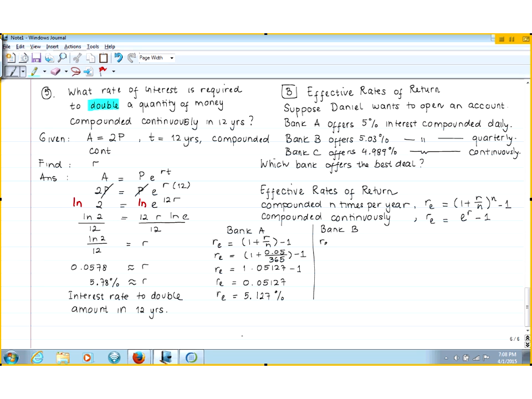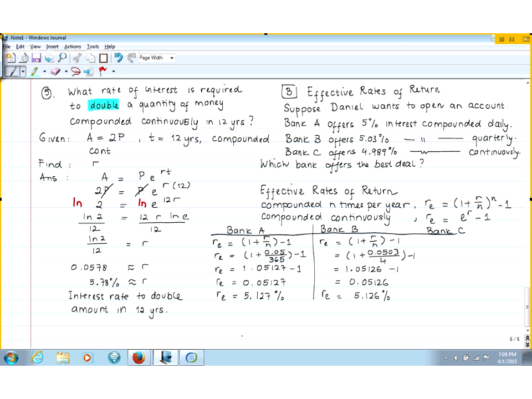Now, how about the second bank? Let's calculate for bank B. Effective rate of return is (1 + r/n)^n minus 1. So 1 plus 0.0503 over 4, raised to the 4, minus 1. So this is 1.05126 minus 1, 0.05126. Writing it in percent, this is 5.126%.